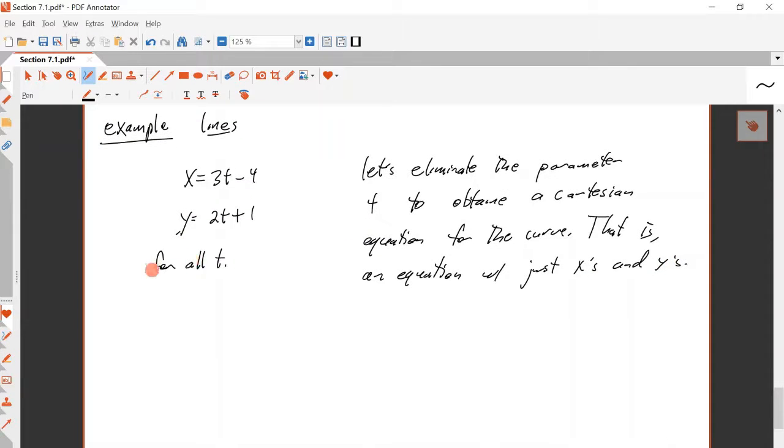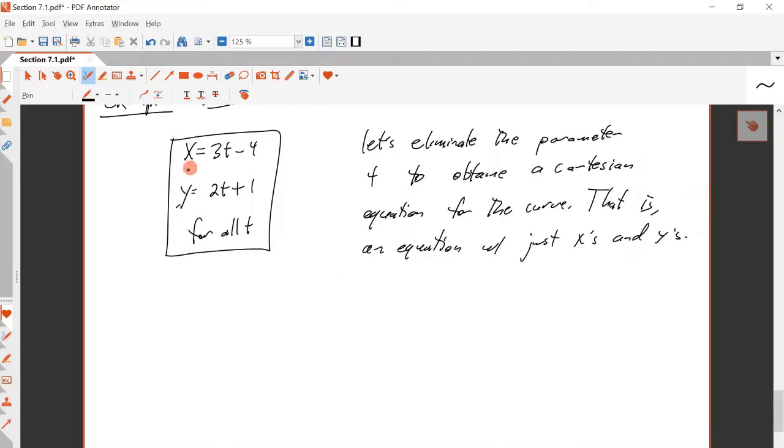All right, so let's eliminate the parameter t. We'll start by solving for t over here. So 1/3 x plus 4 is equal to t. But that's also 1/2 y minus 1, right?